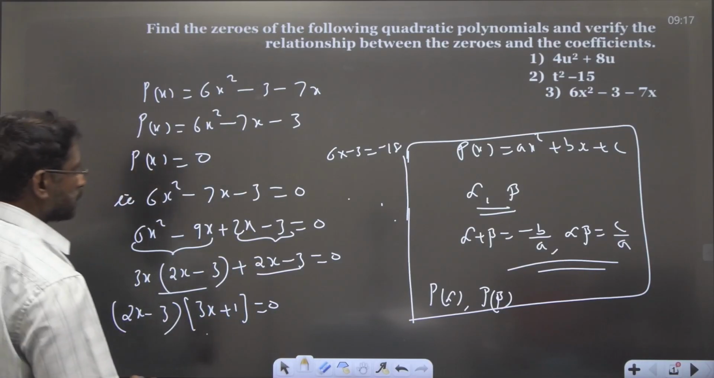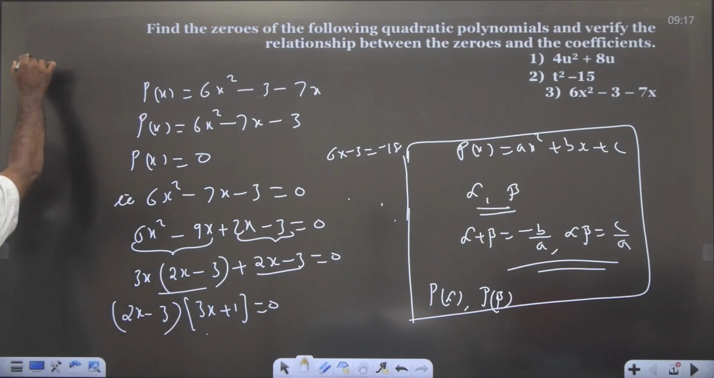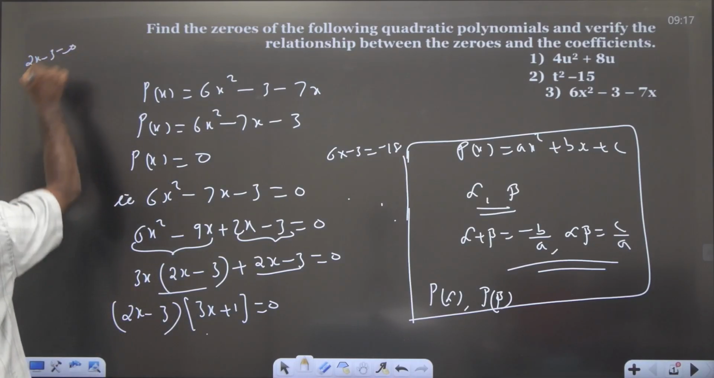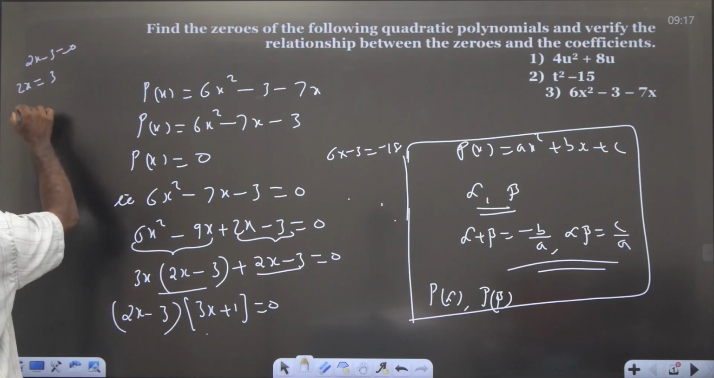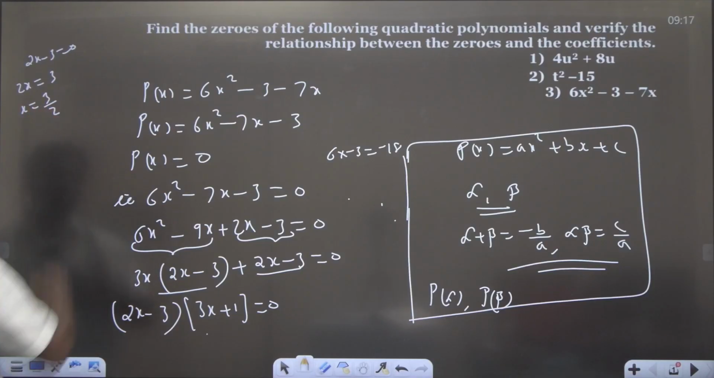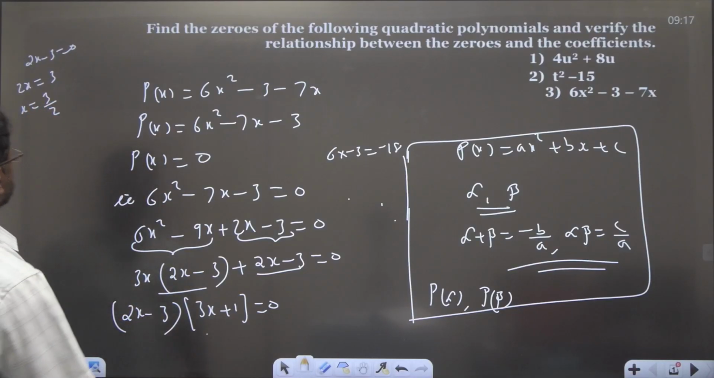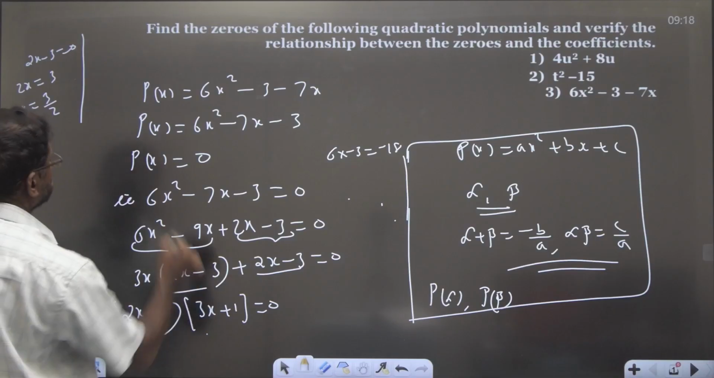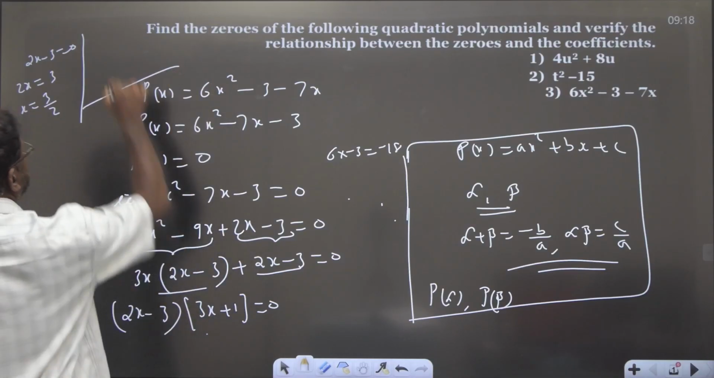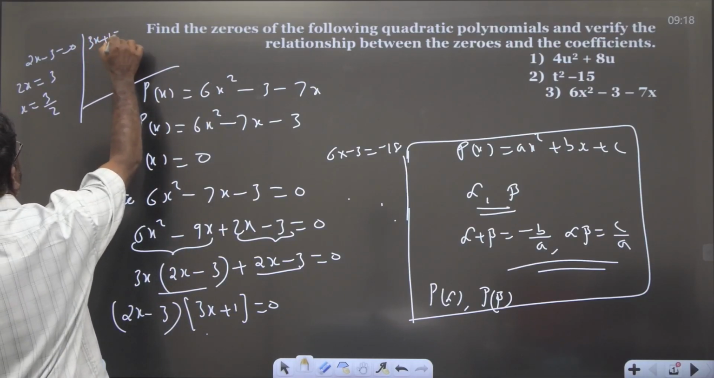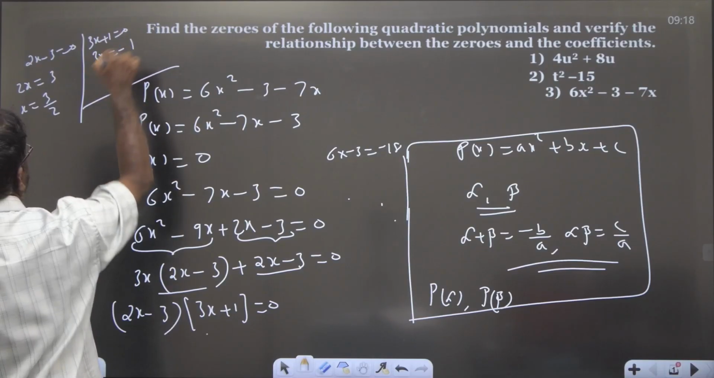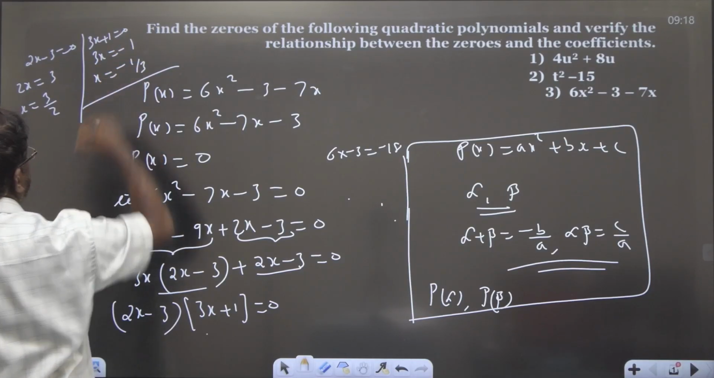That is 2x minus 3 equal to 0, 2x equal to 3, x is equal to 3 by 2. From 2x minus 3 we get the root. And from the next factor, 3x plus 1 equal to 0, 3x equal to minus 1, x is equal to minus 1 by 3.